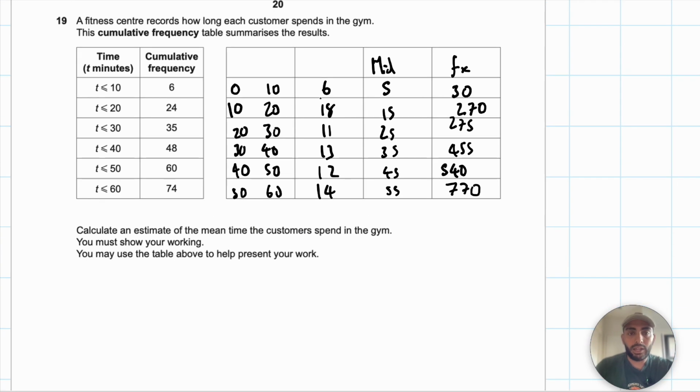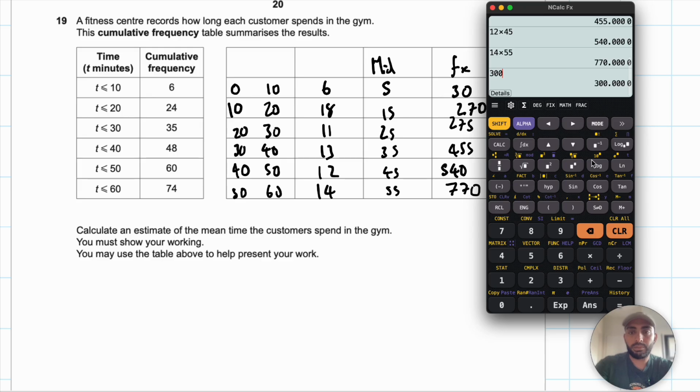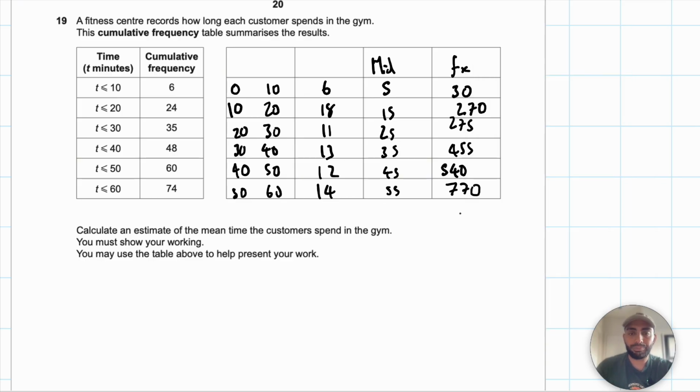We need to now add up all of our frequencies and all of our fx. So we'll do the fx column first. So I've got 30 plus 270, which is 300. So 300 plus 275 plus 455 plus 540 plus 770. That gives me a total of 2340. So we've got our total fx.